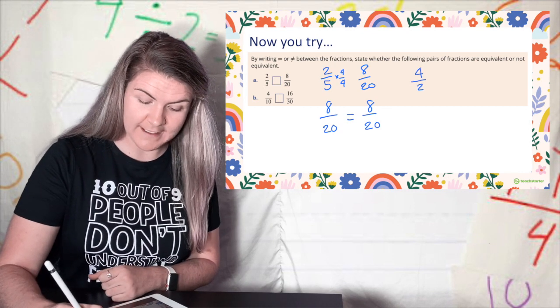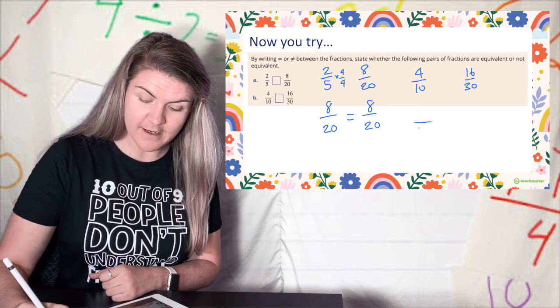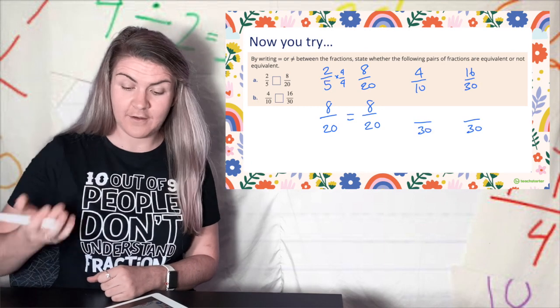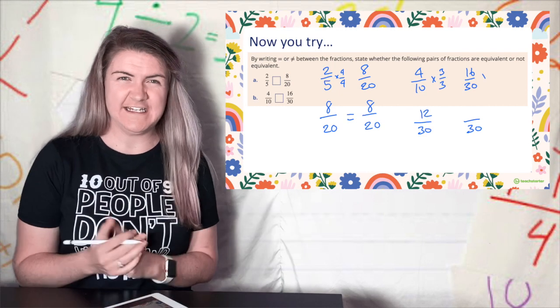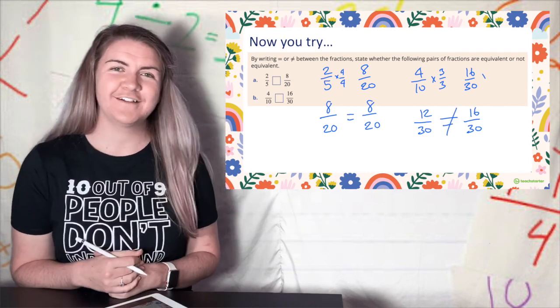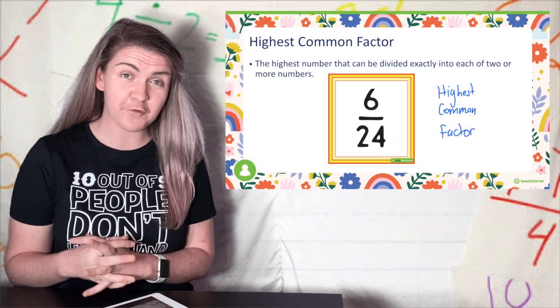Here, 4 over 10 and 16 over 30. Well, my lowest is actually going to be 30. And to get from 10 to 30 is times by 3. So 4 times 3 is 12. And 12 and 16 are not the same. So these are not equivalent.